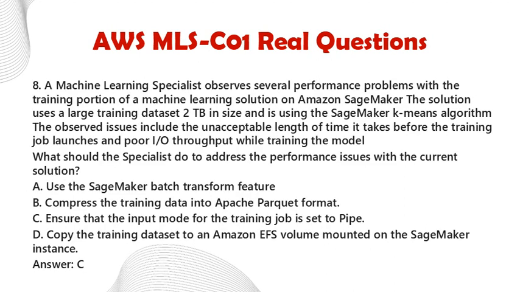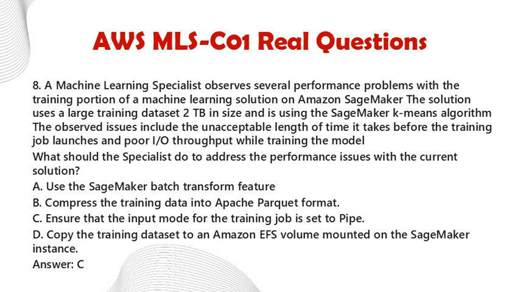8. A machine learning specialist observes several performance problems with the training portion of a machine learning solution on Amazon SageMaker. The solution uses a large training dataset, 2 terabytes in size, and is using the SageMaker k-means algorithm. The observed issues include the unacceptable length of time it takes before the training job launches and poor I/O throughput while training the model. What should the specialist do to address the performance issues with the current solution?